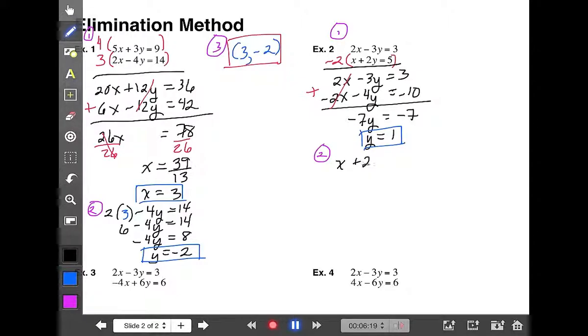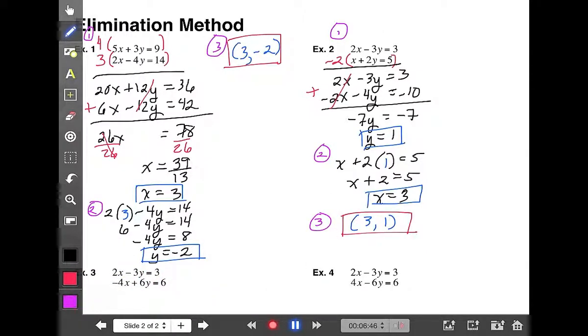So x plus 2, instead of y, we're putting in the 1 that we just found, equals 5. So we get x plus 2 equals 5. What does x equal? 3. So this is the second part. And so finally, your answer alphabetically is 3, 1. Final answer.